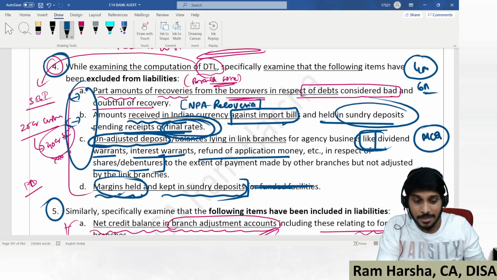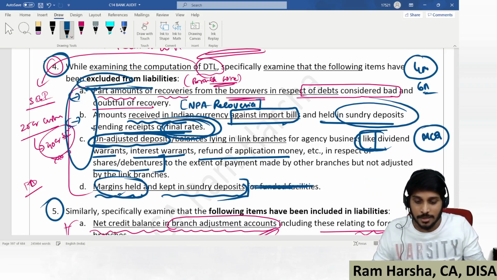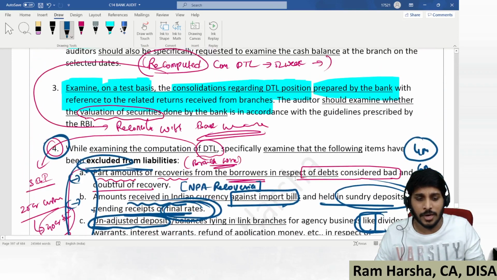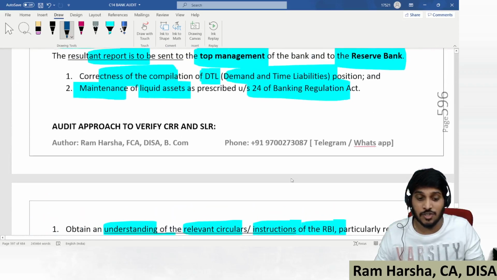Be careful. These are the things which I have to exclude. These are the things which I have to include. I hope you understood one of the toughest questions in this chapter.